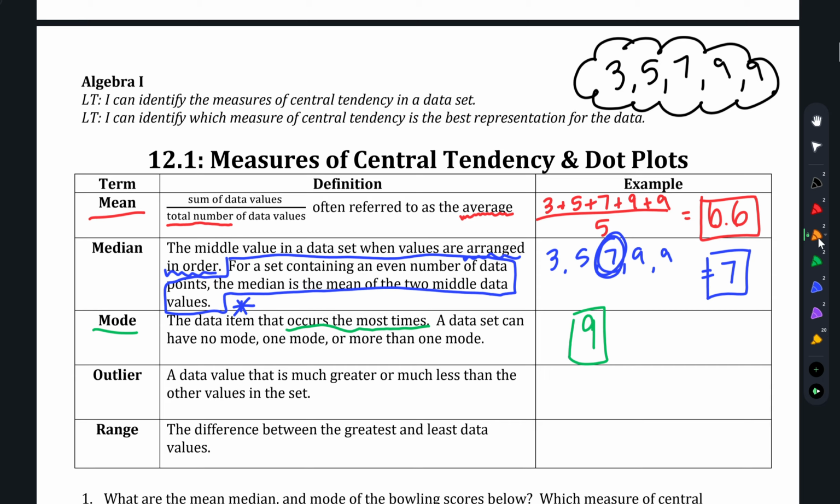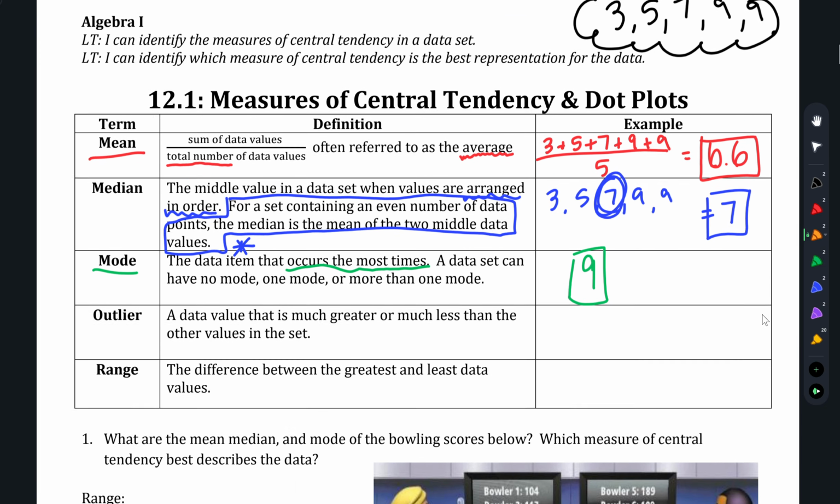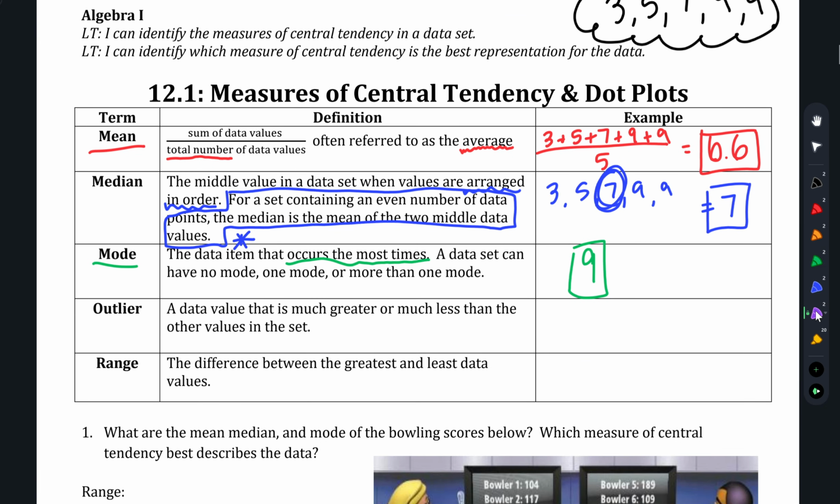Any questions on those 3 terms? A couple other ones we're going to talk about are outliers. They are values that are much greater or much less than other values in the set. So for example, if I had my data set 3, 5, 7, 9, and 9, and I added in a point that was like 28, 28 would obviously be way higher than the rest of those numbers. We would consider that an outlier.